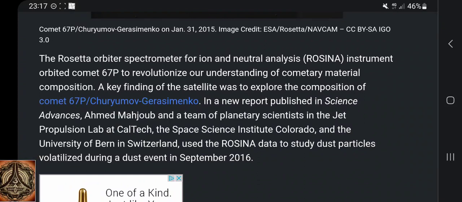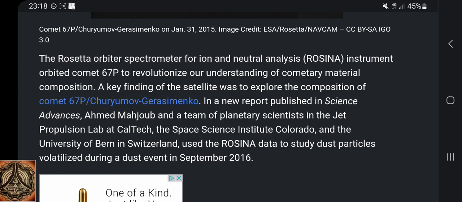The electrical comet. The Rosetta Orbiter Spectrometer for Ion and Neutral Analysis (ROSINA) instrument orbited the comet 67P to revolutionize our understanding of cometary material composition. A key finding of the satellites was to explore the composition of comet 67P Churyumov-Gerasimenko. In a new report published in Science Advances, Ahmed Manhoub and a team of planetary scientists in the Jet Propulsion Lab at Caltech.